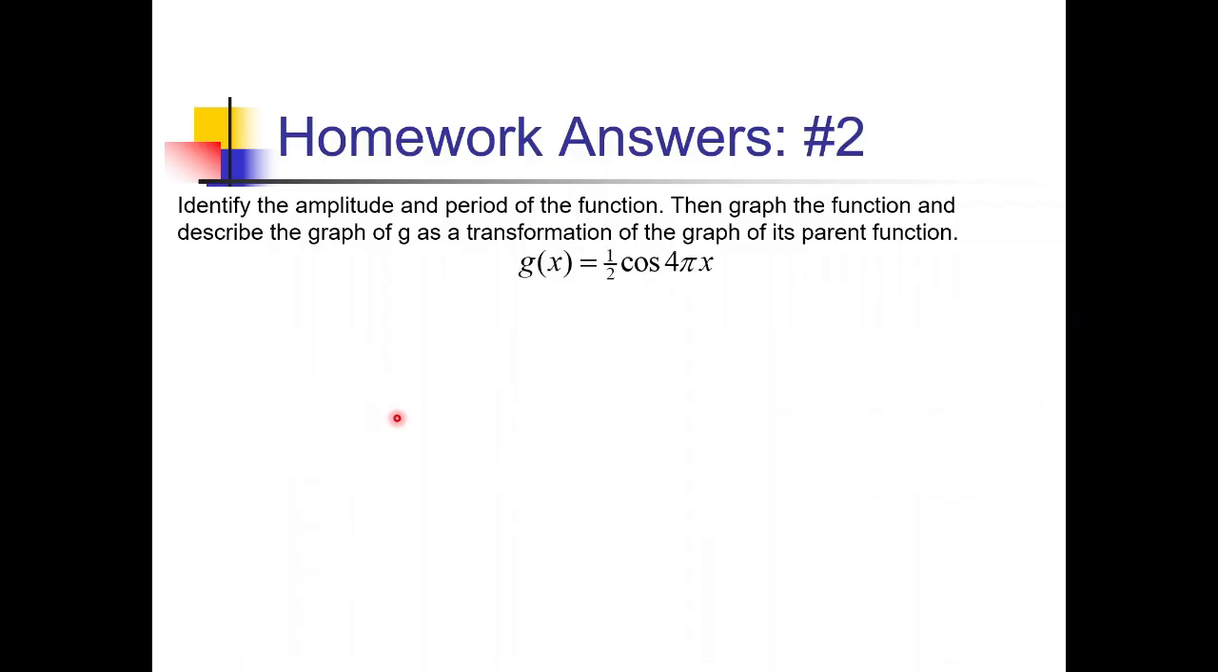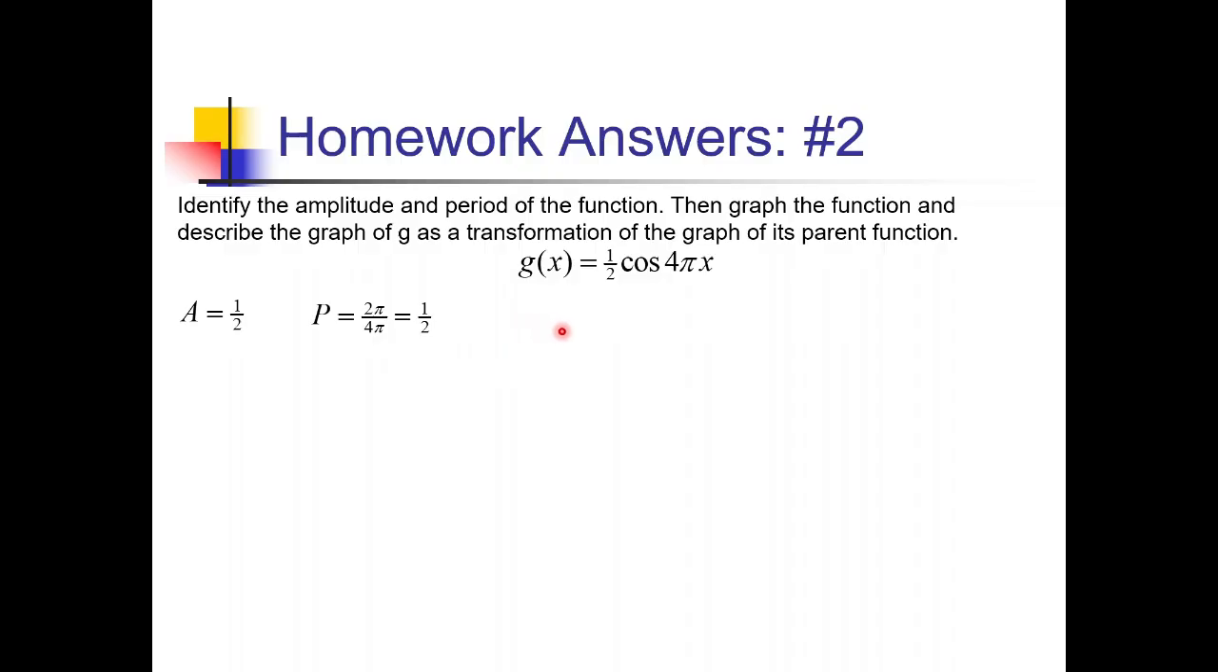On this problem, we want the amplitude and period of this function, and then we're going to graph it. So for the amplitude, that's this 1/2 out in front. The period is going to be 2 pi over the b value, 4 pi. So 2 pi over 4 pi gives us a period of 1/2. So that's how long a cycle of this will be.